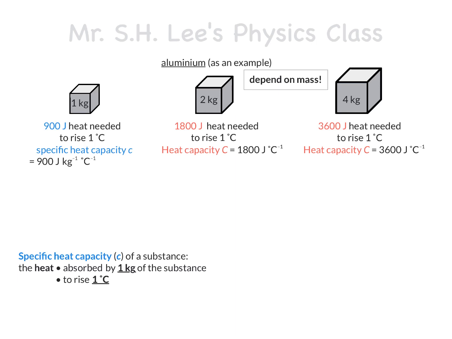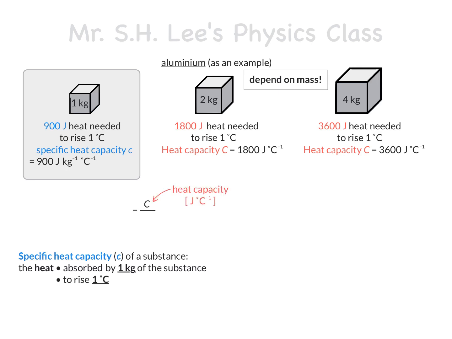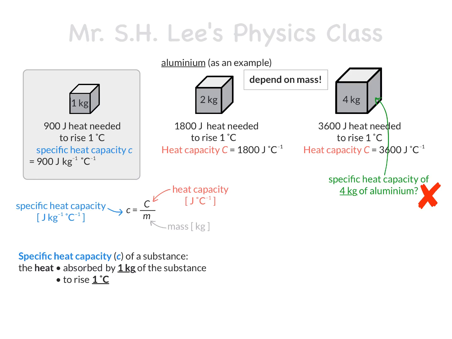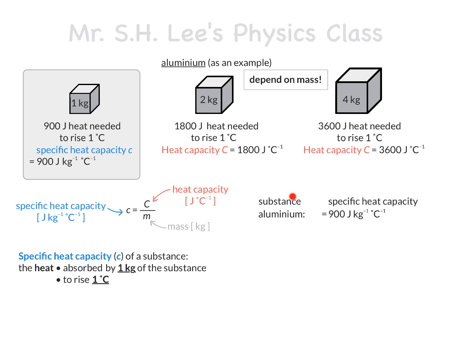From this, it's also obvious that the so-called specific heat capacity is just the per kg version of the heat capacity of a body. So, using the symbols we just introduced, dividing the heat capacity capital C by the mass m will give you the specific heat capacity small letter c. You should note that since the specific heat capacity is by definition for 1 kg of substance, it doesn't make sense to speak of things like the specific heat capacity for 4 kg of aluminium or 2 kg of aluminium. It's just for the substance aluminium as it is 900 joule per kg of aluminium per degree Celsius.